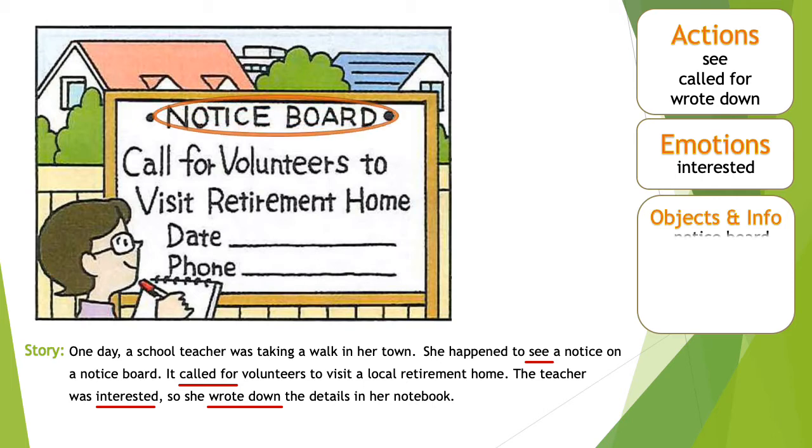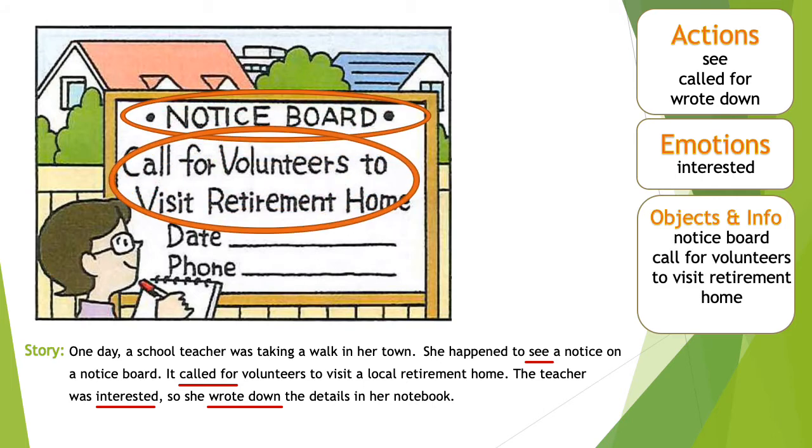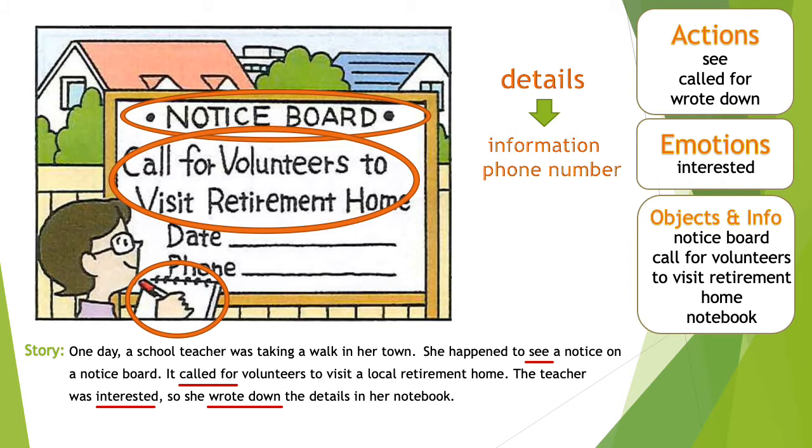I included notice board, call for volunteers to visit the retirement home, and notebook. Remember, we don't know exactly what she's writing in her notebook, but we can make a good guess that it's the details. If you said she wrote down the information or the phone number, that would also be a good answer. Let's move on to panel 2.